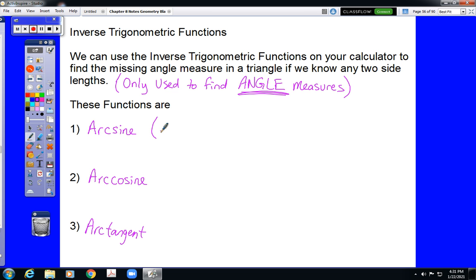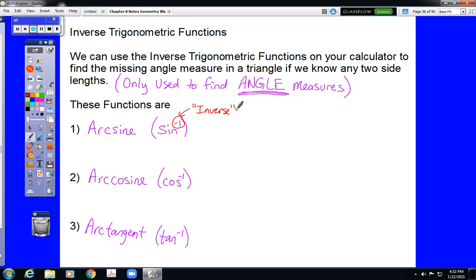Now on your calculator, these buttons are usually the same buttons as sine, cosine, and tangent, but you have to either hit shift or second to access them. It's usually written directly above each button, and you'll see the notation sine to the -1. That is not an exponent. That is mathematical notation for inverse, indicating that you have accessed the inverse sine.